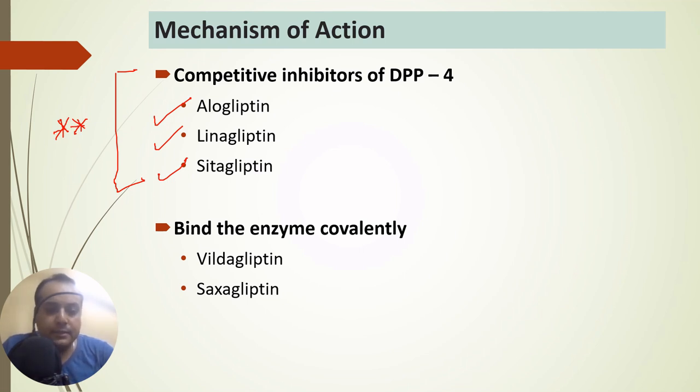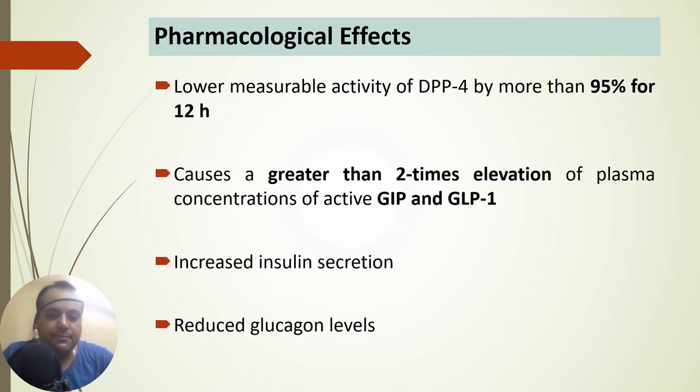And the drugs that bind the enzyme covalently are vildagliptin and saxagliptin. Let us see the pharmacological effects of gliptins. These gliptins lower the measurable activity of DPP4 since they are DPP4 inhibitors. So they will lower the activity of DPP4 by 95% for 12 hours.